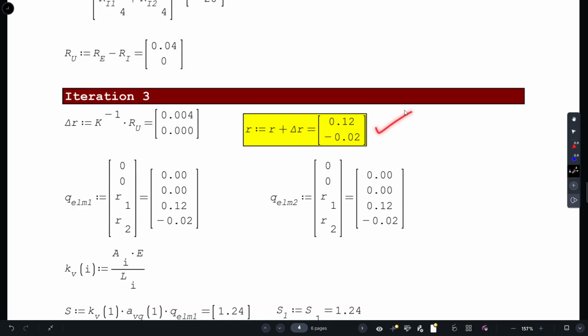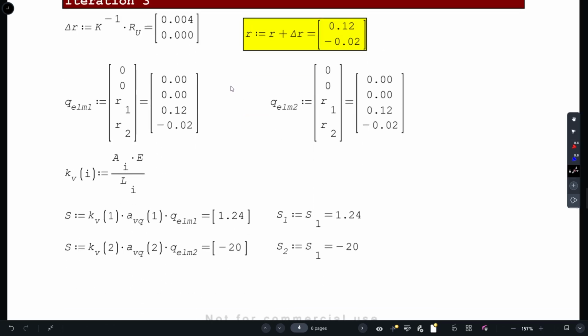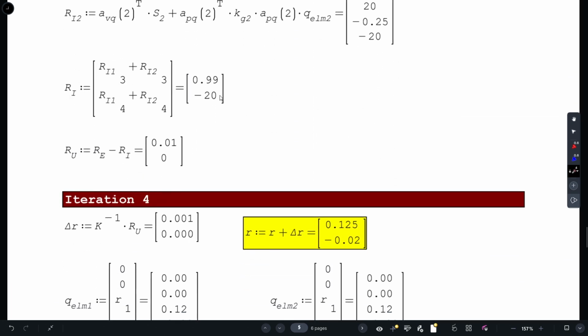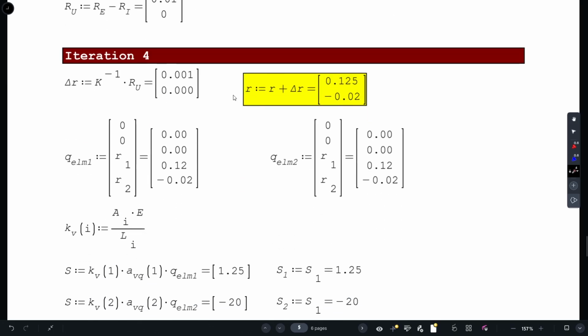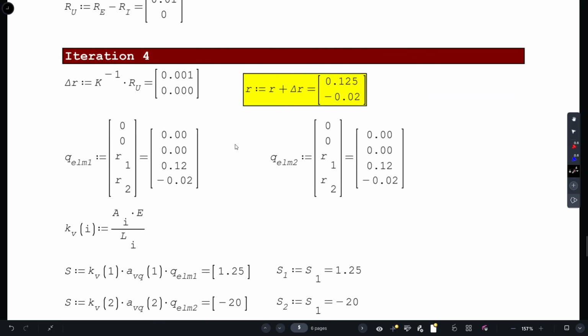So then these are my current displacement vector, or the current displacements, and I repeat the same procedure. If we do that, at the end of the third iteration this is your unbalanced force vector, and you do one more iteration and this is the final answer. You will see that the unbalance is equal to 0. So it took us 4 iterations to get the final solution, right.